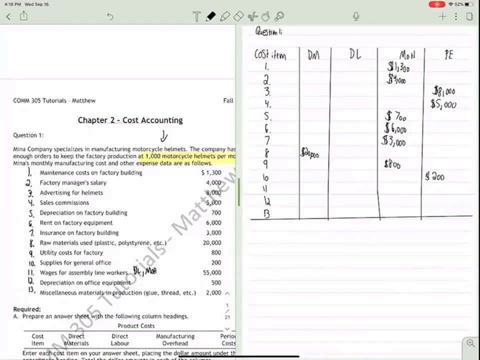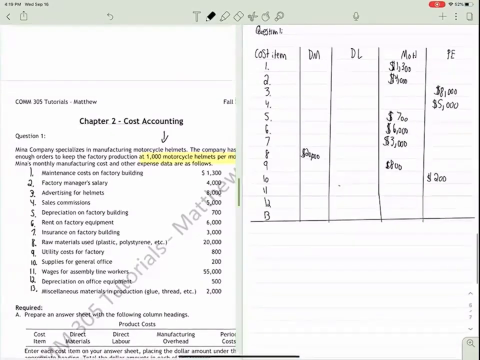Okay, they're on the assembly line. They're literally on the conveyor belt, touching it, doing work. All right, that is why it's DL. Does everyone understand that? So the answer to 11 is DL, so put the 55 G's in the DL column.